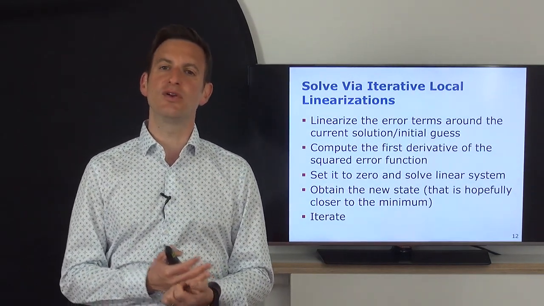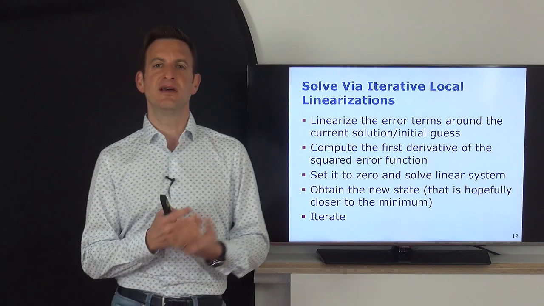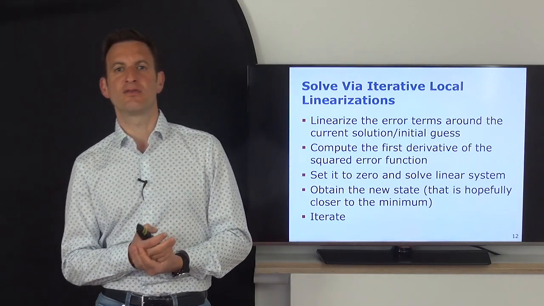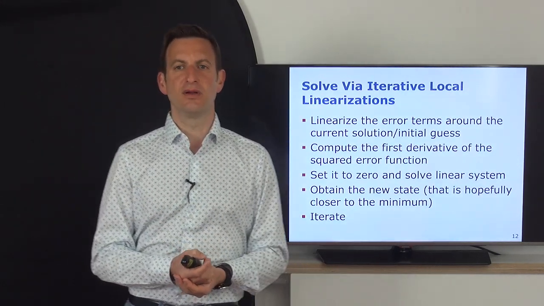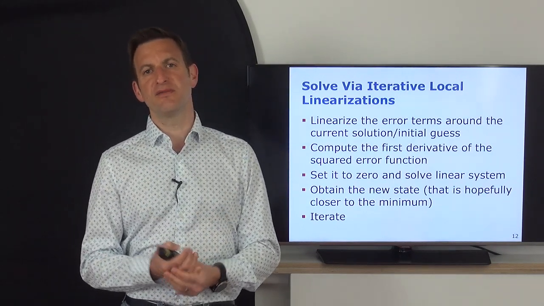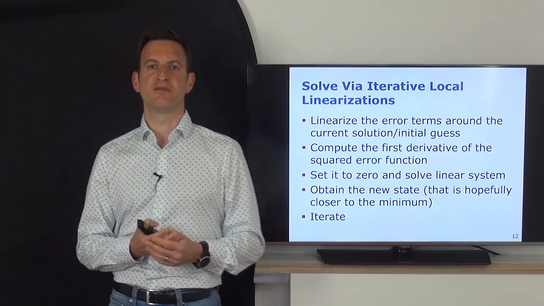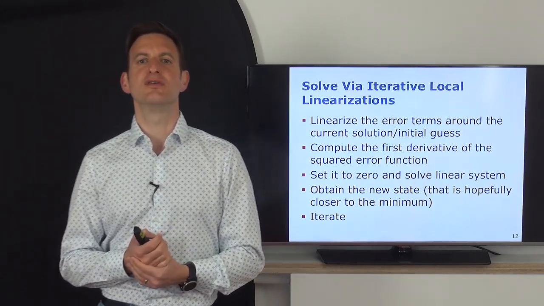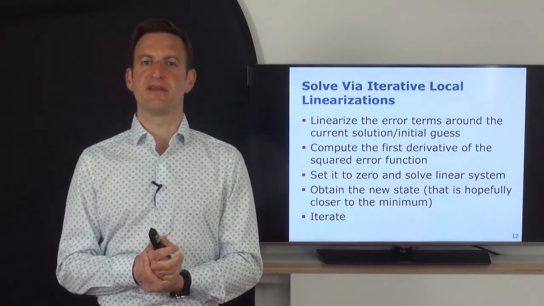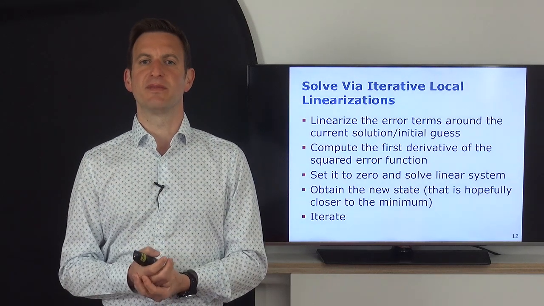Then we have a quadratic function in the end, and what do we need to do in order to compute the minimum of a quadratic function? That's something that you may know from your analysis classes in school. We typically compute the first derivative, set it to 0, solve the remaining system, and then get a solution for the minimum of this quadratic form.